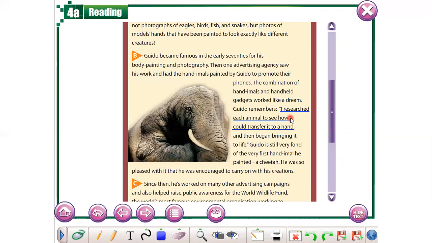Number 3, what does Guido find difficult? What does he do about it? The models have a problem not moving for a long time, so he uses his children. It's difficult to get models to stay still that long. That's why Guido mostly uses his son and daughter.